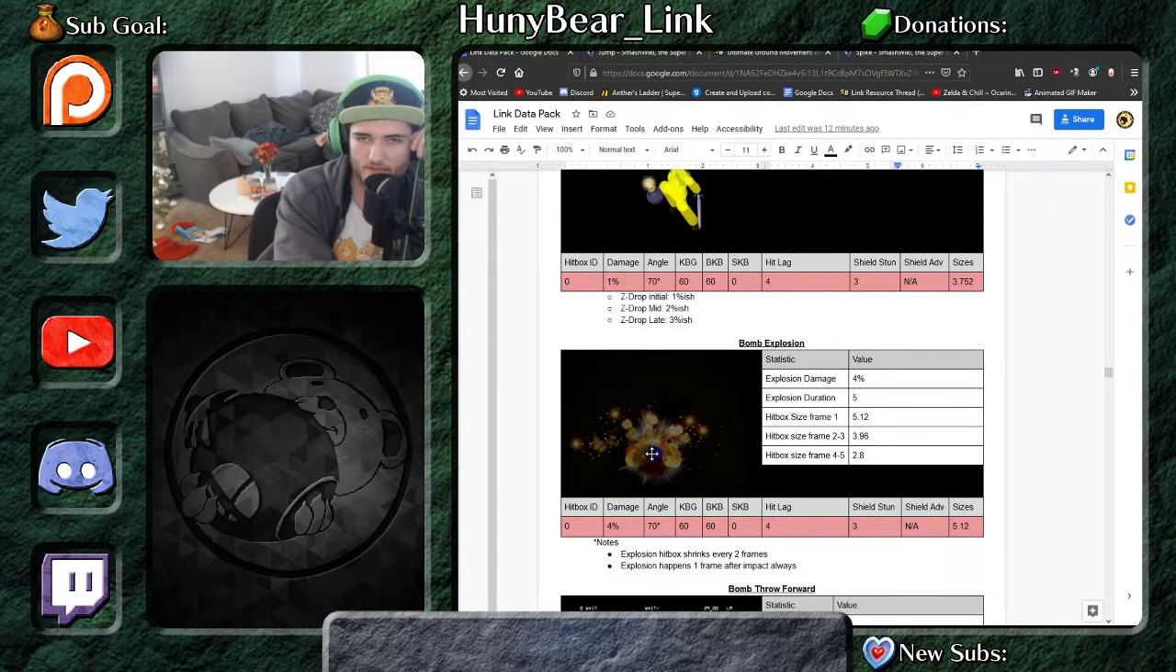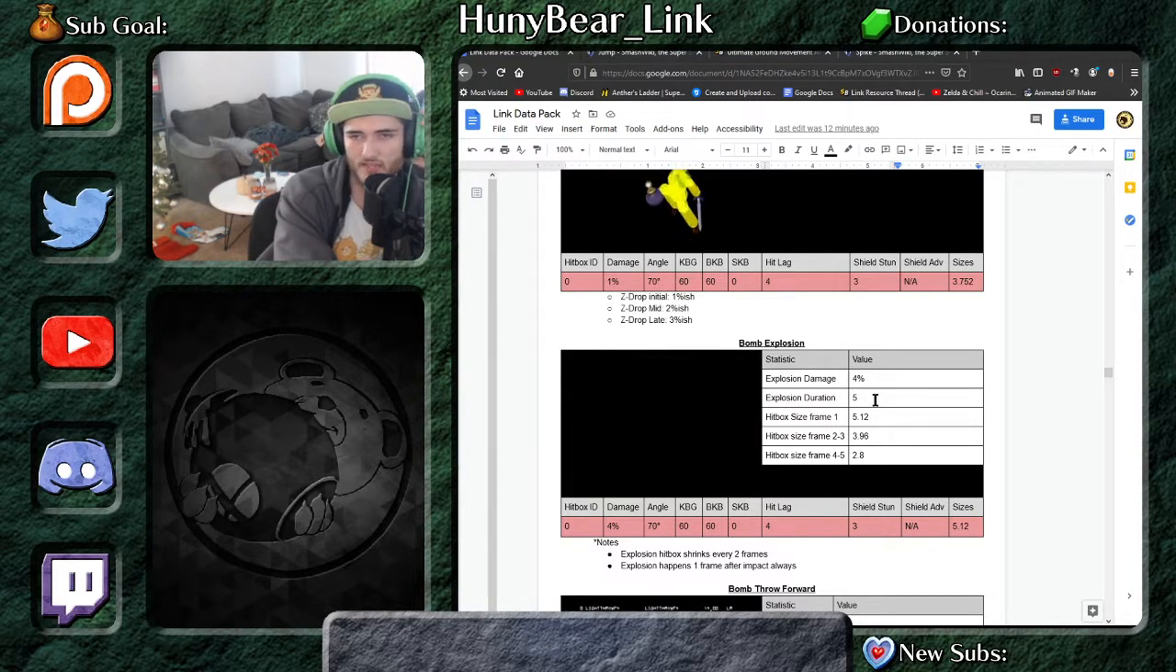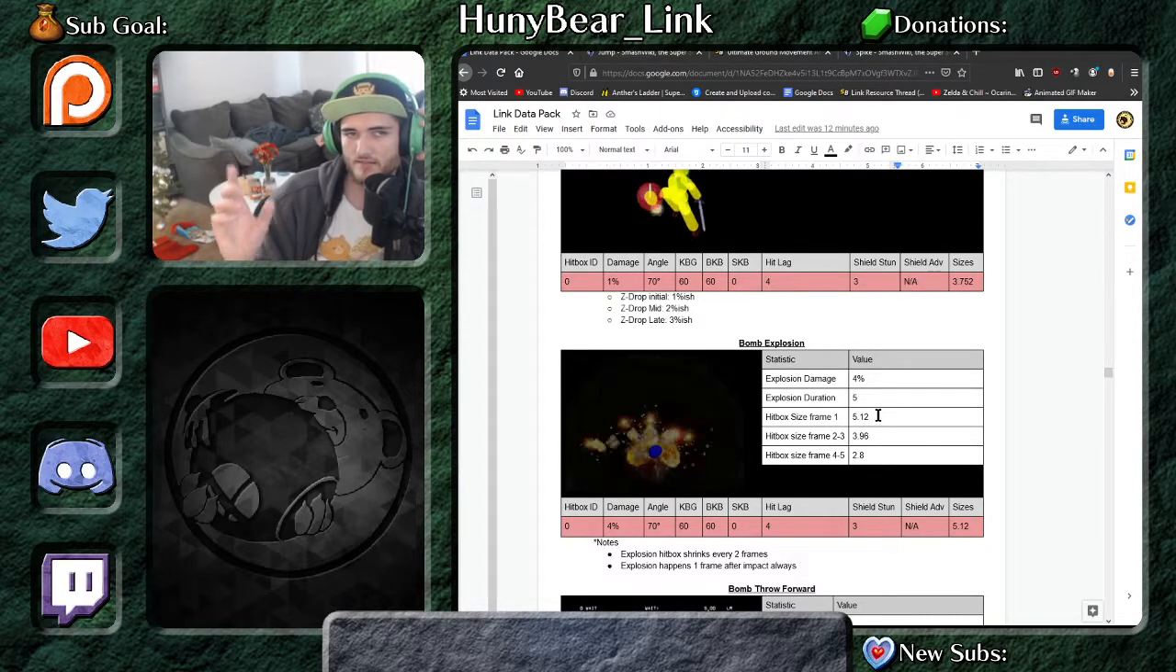Alright, the explosion hitbox sends an angle of 7. This is the lingering hitbox that happens after it. I don't know why that's there. But the explosion does 4% damage, and the explosion duration lasts for 5 frames. The hitbox size decrements. It starts off big, then on frames 2 and 3 it's a little smaller, and then on frames 4 and 5 it's a lot smaller.